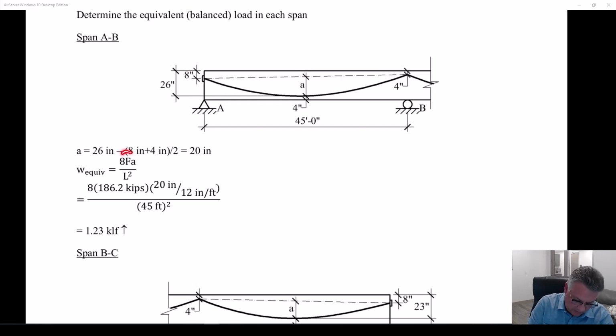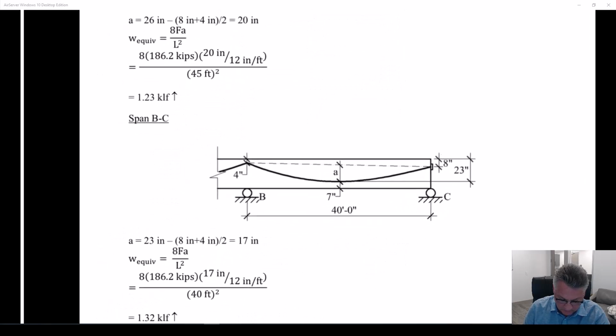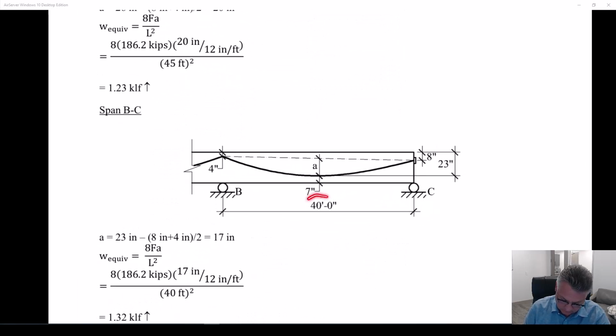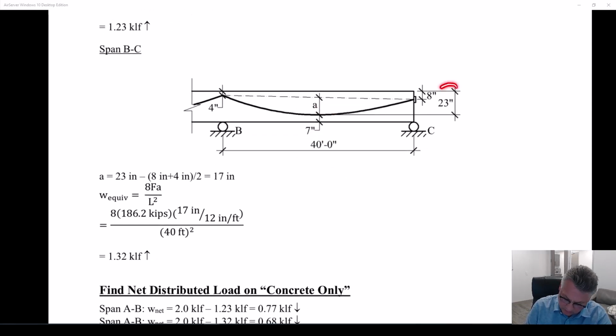Remember that 8 FA over L squared is our equivalent load, so we'll calculate that. We have 1.23 kips per foot upward happening in this span. Now in the next span, the span itself is different, CGS is different. Approach it the same way. The distance from the top is 23 inches. Subtract that same 8 inches plus 4 inches.